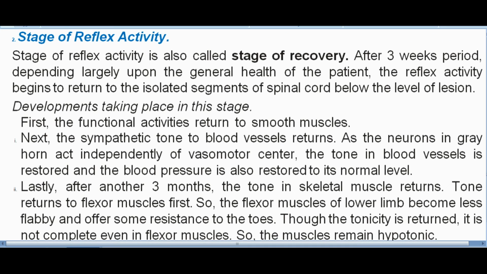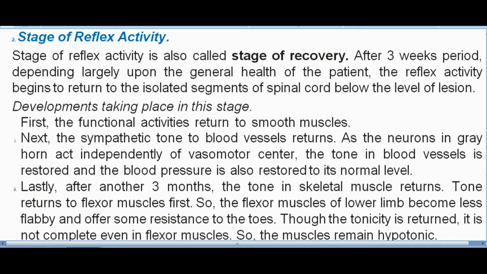Stage of reflex activity. Stage of reflex activity is also called stage of recovery. After a 3 weeks period, depending largely upon the general health of the patient, the reflex activity begins to return to the isolated segments of spinal cord below the level of lesion. Developments taking place in this stage.